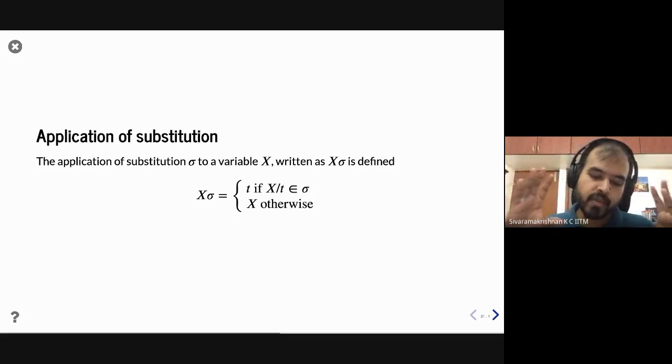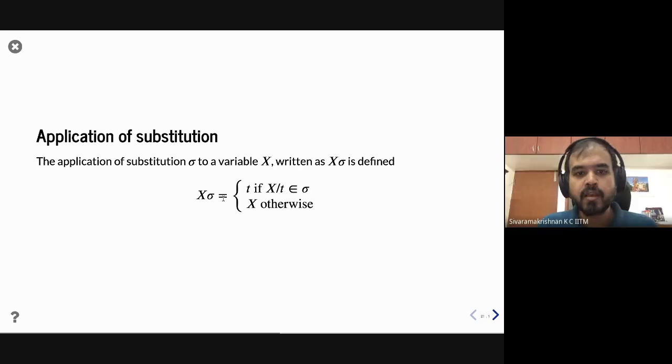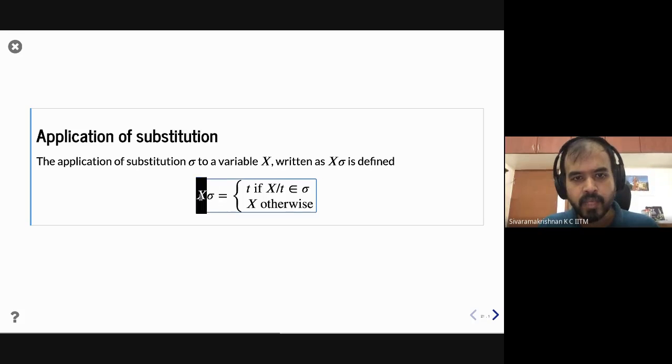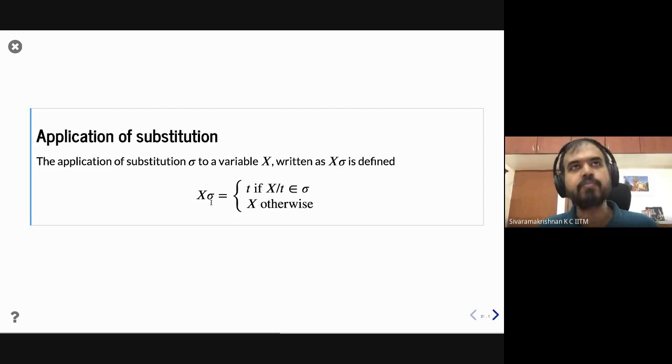So we've defined what a substitution is. Next, we are going to define how to apply substitution to a term, right? What does it mean to apply substitution to a term? So firstly, we are going to see how to apply substitution to a variable. So we write application of the substitution sigma to a variable x as x sigma.